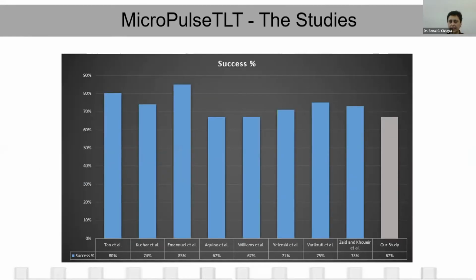Comparing the success rates of the different studies was a little like comparing apples to oranges due to the variation in the success rates. However, most of the success rates ranged from 67 to 75%. And again, the graph in gray shows our study with a 67% success rate.